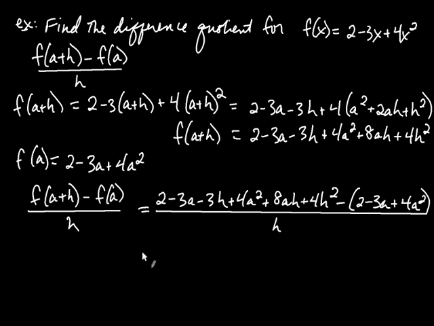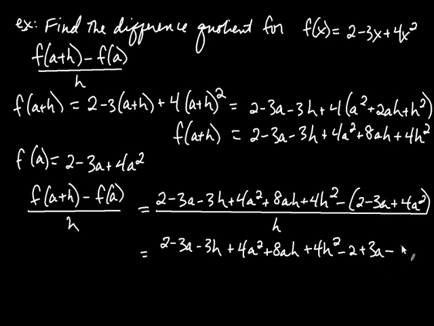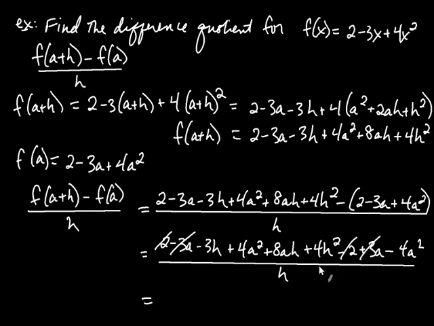Okay, so simplifying that numerator, first thing we have to do is distribute the negative here, and then we'll be able to cancel. So we've got 2 minus 3a minus 3h plus 4a squared plus 8ah plus 4h squared minus 2 plus 3a minus 4a squared, all divided by h still. And so now we have some cancellation, right? The 2 and the negative 2. It's pretty fun. The negative 3a and the positive 3a. The 4a squared and the negative 4a squared.